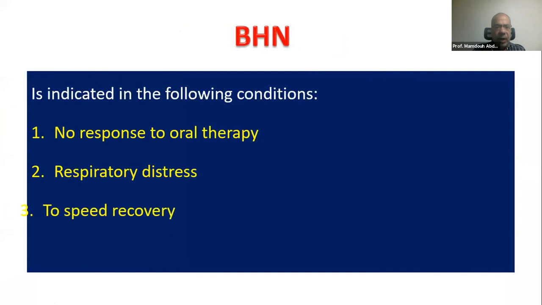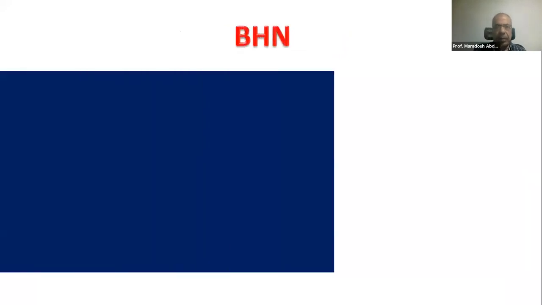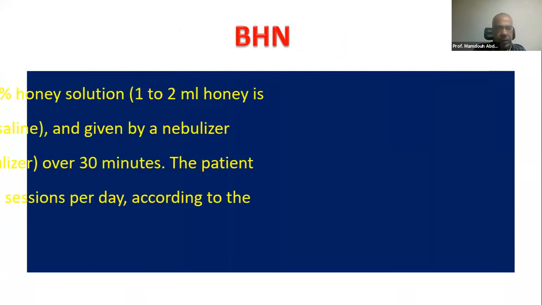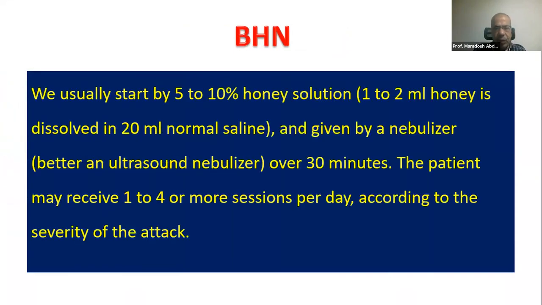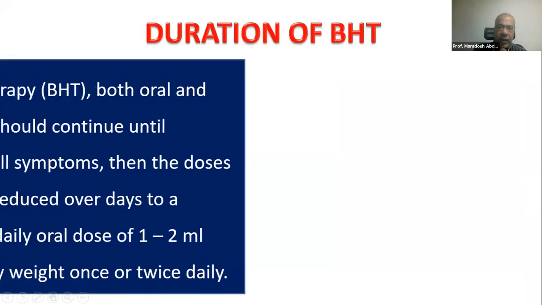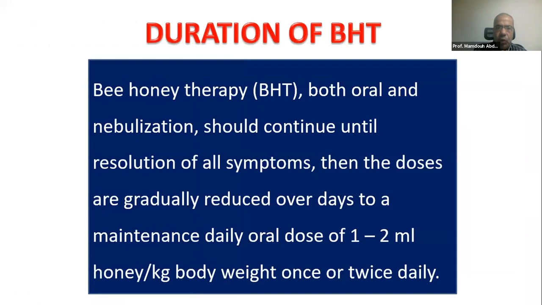Regarding PHN, or honey nebulization, it is indicated if there is no response to oral therapy, if there is respiratory distress, or in order to speed recovery. PHN will start with a 5 to 10% honey solution, given for 30 minutes. The patient may receive 1 to 4 or even more sessions per day, according to the severity of the attack. The duration of honey therapy, both oral and nebulization, should continue until resolution of all symptoms.